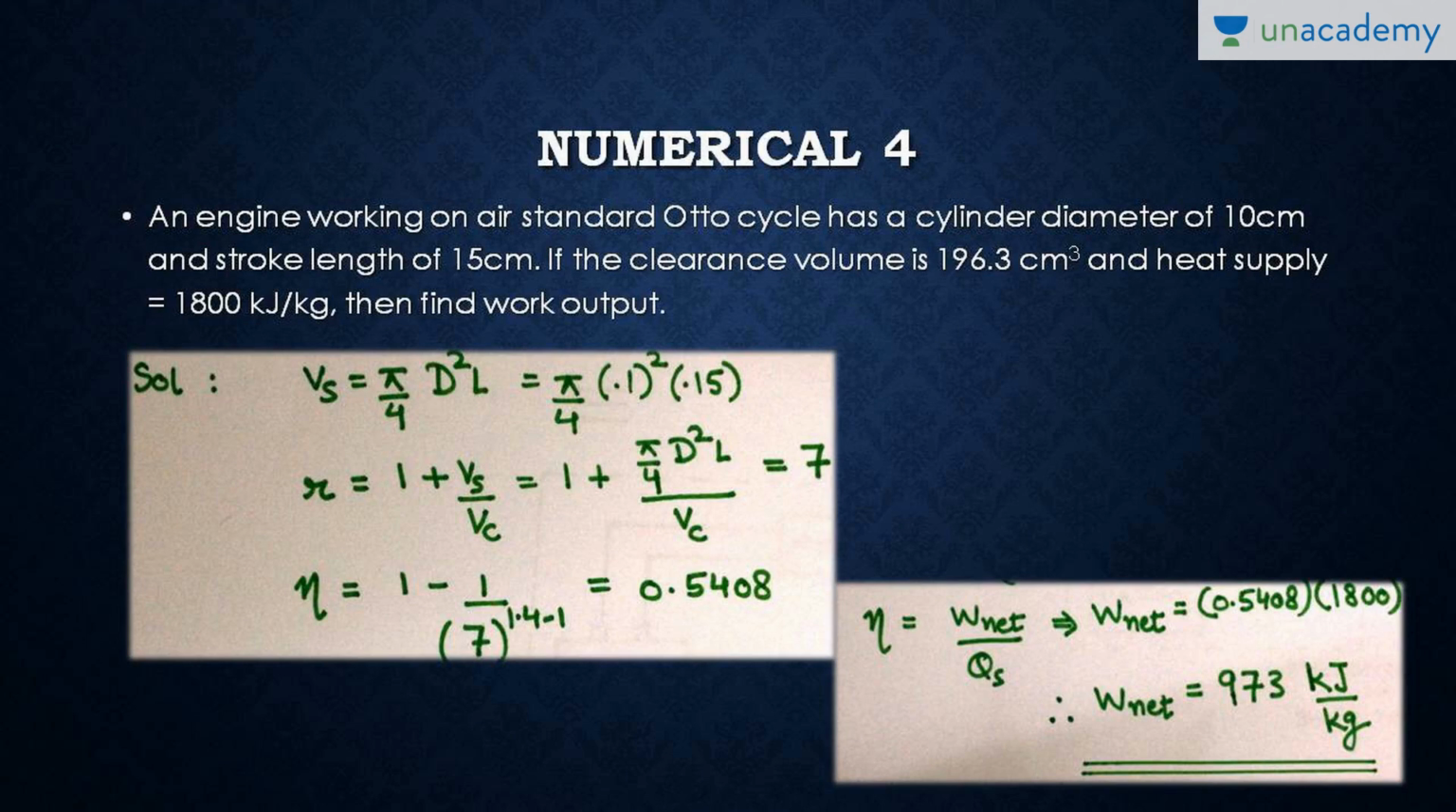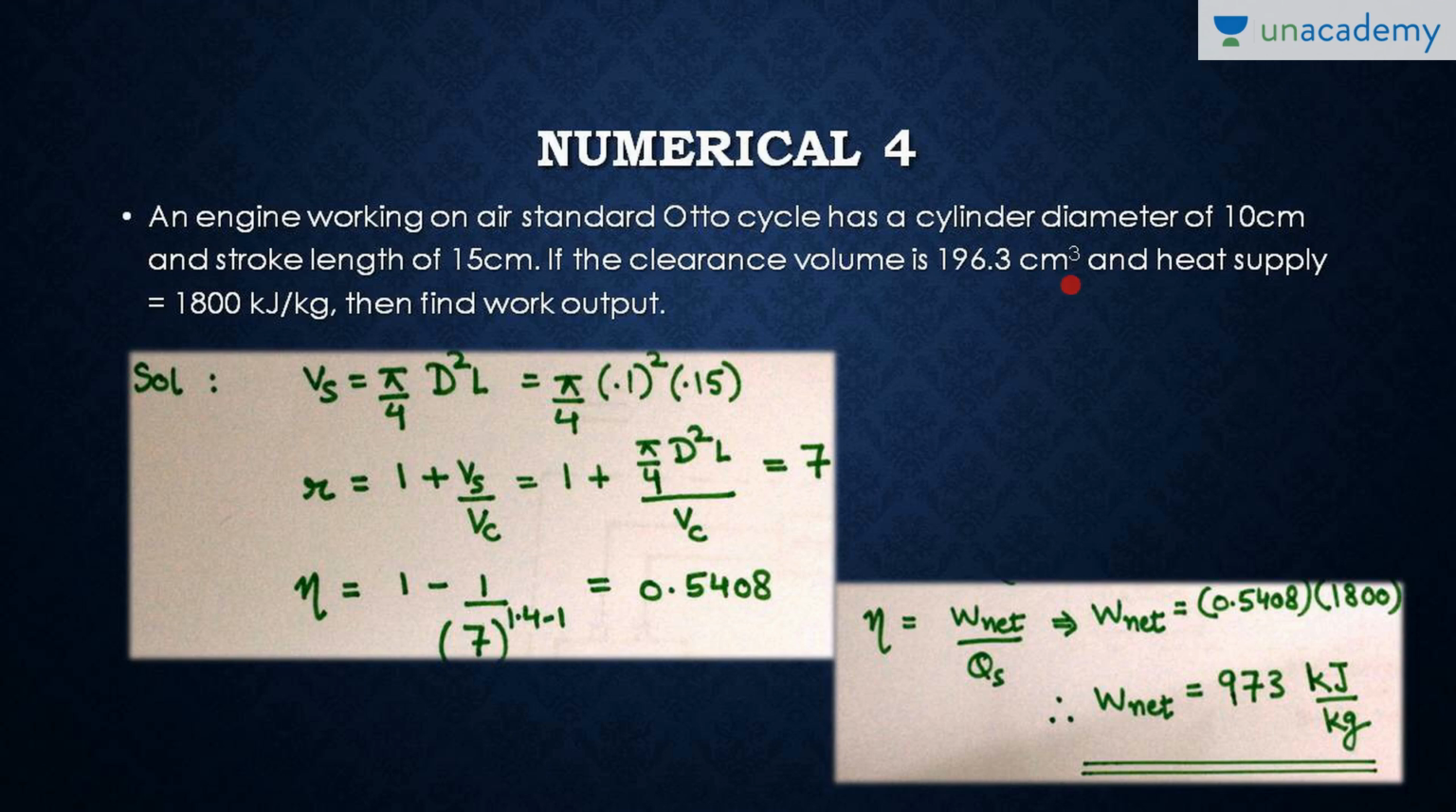Here comes the numerical fourth. Numerical fourth says an engine working on air standard Otto cycle has a cylinder diameter, that is bore diameter, given as 10 centimeter and the stroke length is given as 15 centimeter. Bore diameter 10 centimeter, stroke length 15 centimeter.